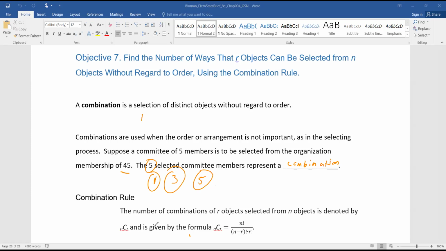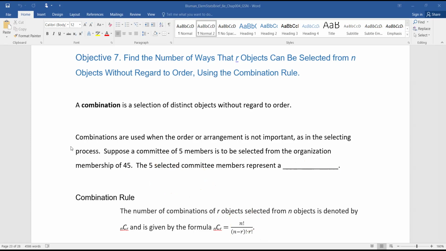So the combination rule, what you need to know for r objects selected from n objects, is denoted by nCr and is given by this formula right here. It looks just like permutation. The only thing that gets added is also multiplying by the however many options you want, factorial. All right, so let's practice applying this.